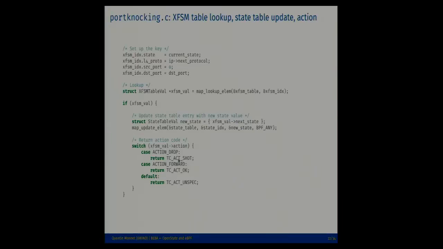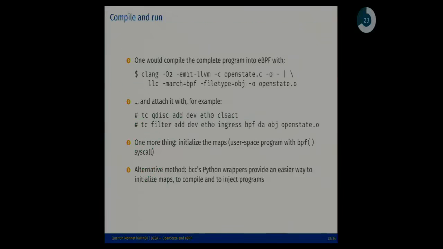So action drop, then I send the code for TC action shot, for telling TC that it has to shut down the packet, and otherwise I can forward it. So this is nearly all for the code. So we can compile it with Clang. That's the command line I use. We can attach it to a qdisc as a BPF filter. And the only thing we have to do after that is to initialize the maps.